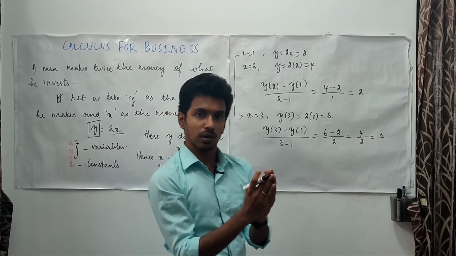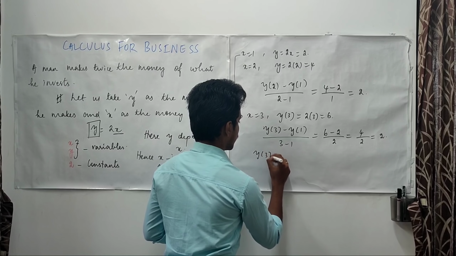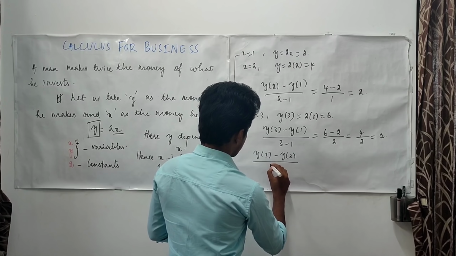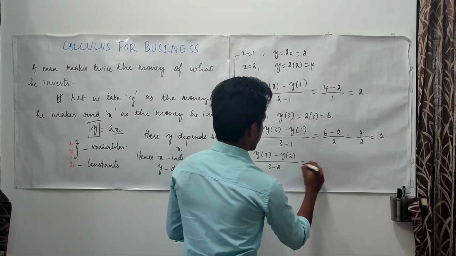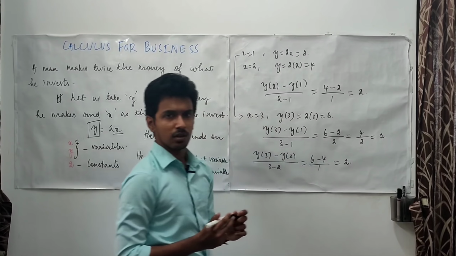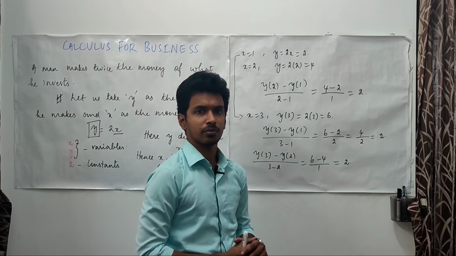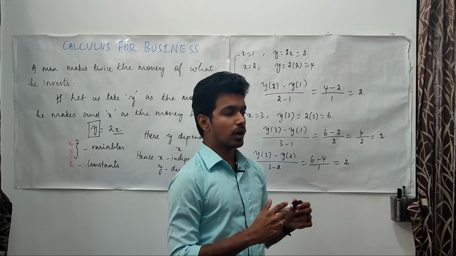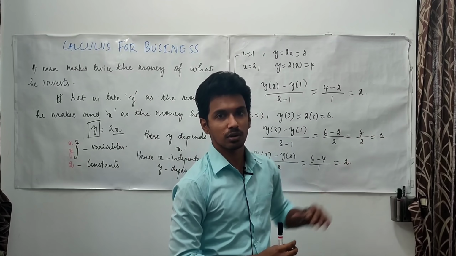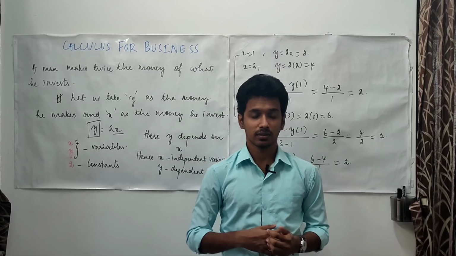Now let us come this way. Initially he is investing 2 lakhs, then he has increased it to 3 lakhs, then we would get y of 3 minus y of 2 upon 3 minus 2, which is 6 minus 4 upon 1, which is 2. Everywhere we are getting this 2, which means whatever the change, the rate of change is 2 units, right? Exactly, this is what calculus is.